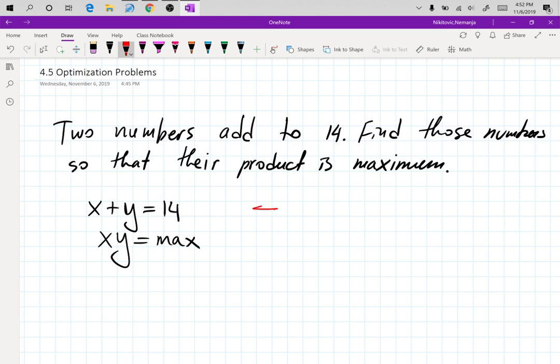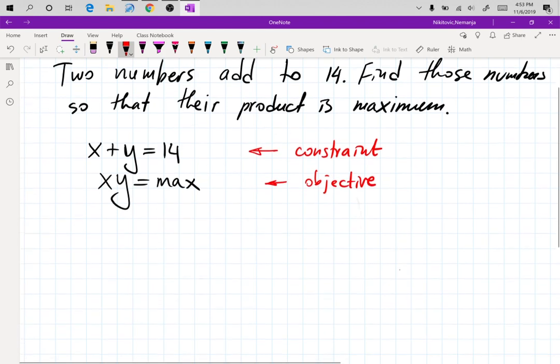Now, the top one is called the constraint. And the bottom one is called the objective. So we are trying to find the maximum product under the constraint that the two numbers add to 14. So that's the math terminology, the math talk. The rest should be the common sense talk, right? So now we are supposed to solve this.